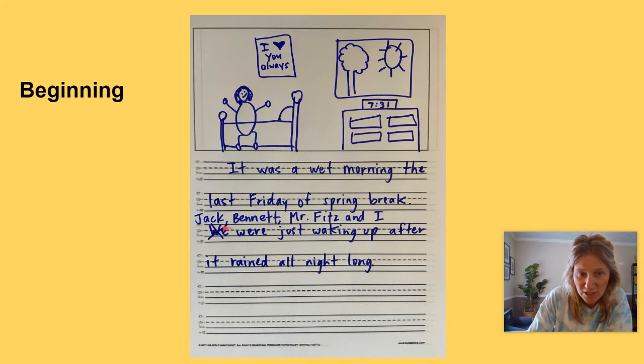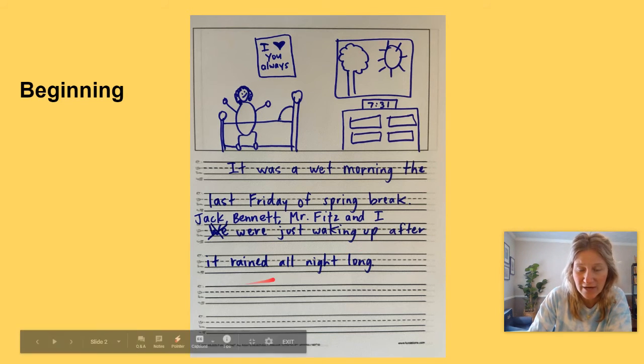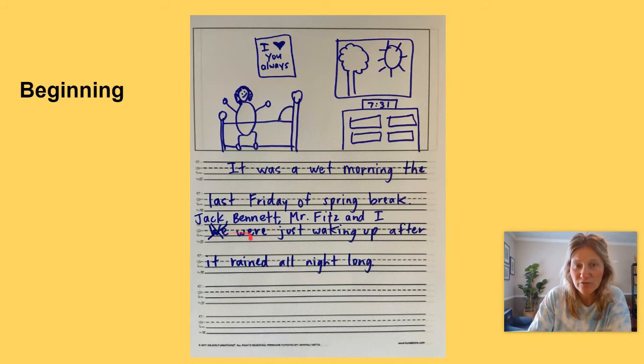So I decided to cross off we, and I wrote Jack, Bennett, Mr. Fitz, and I were just waking up after it rained all night long. So think about when you're writing your story to make sure that you include the actual names of the characters. Don't include pronouns like we, because we don't know who that is. So be very specific with your readers.